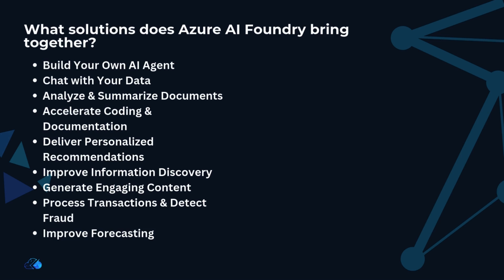Fourth, accelerate coding and documentation, which improves developer productivity with AI tools that help generate high quality code and efficiently test and debug software. And fifth, deliver personalized recommendations. Match and deliver content, products, and services using a deep understanding of customer needs, requirements, and preferences. And six, improve information discovery, where you can extract valuable insights from large volumes of data. And seventh, generate engaging content. Deliver personalized text and images at scale to improve customer satisfaction or retention.